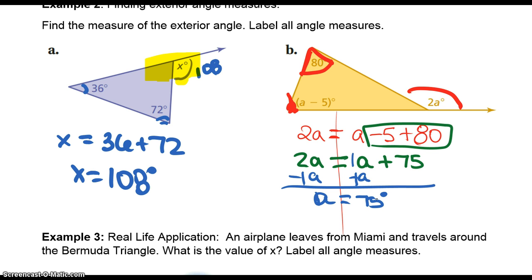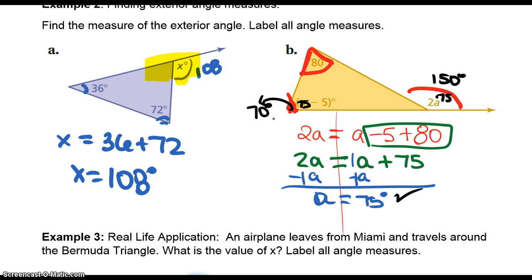Okay, so I might be a little unsure of this, so I'm going to go back in and label my angles using 75. So 2 times 75 equals 150. I put in a 75 where I see the A here, and this angle then should equal 75 minus 5, which is 70. 70 plus 80 is 150, which this is 150. So I know I solved my equation right, and I checked my work.